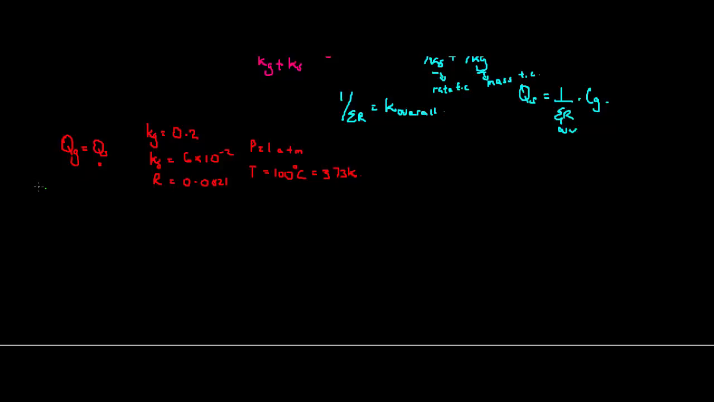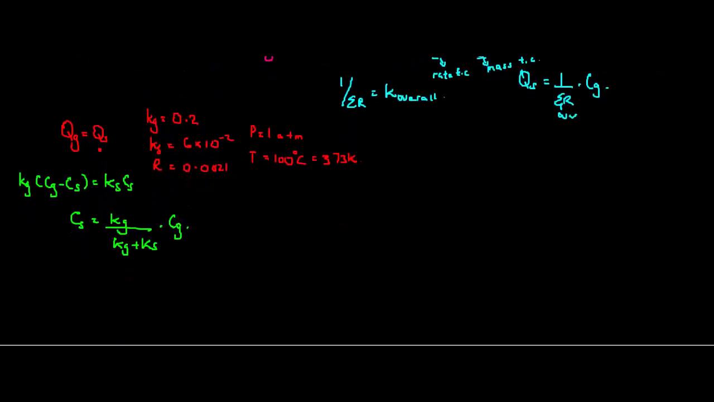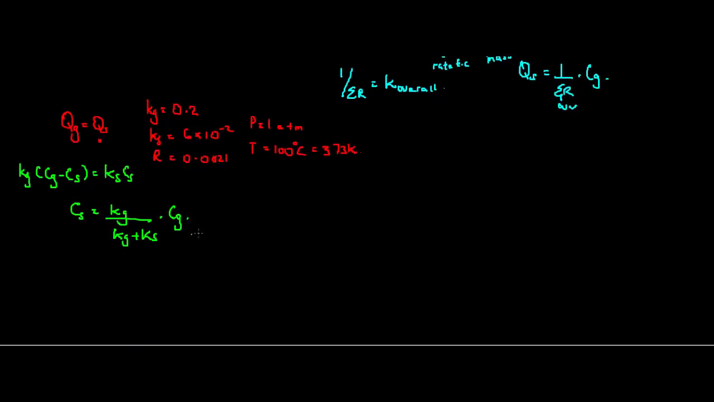Let's express this out. So this becomes Kg into bracket Cg minus Cs is equal to Ks Cs. Now if you can remember what we did before, you will see that Cs becomes equal to Kg over Kg plus Ks, times Cg. This is what we got before, this derivation here. Now after getting this, I have Kg, fine. I have Ks, okay. Now I need Cg.